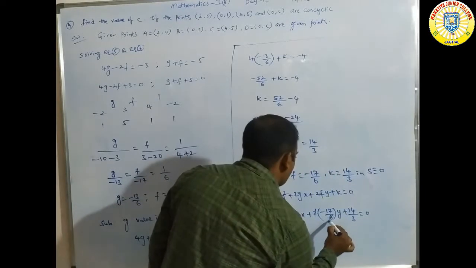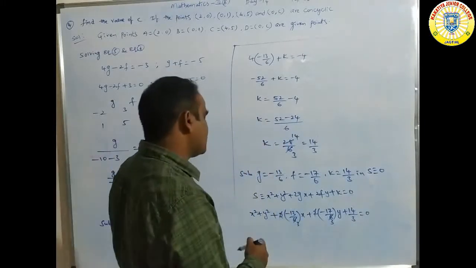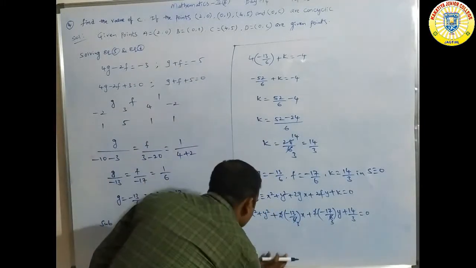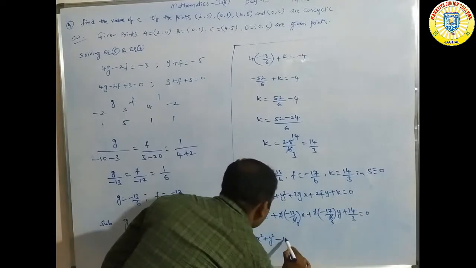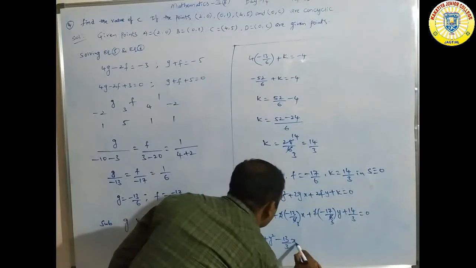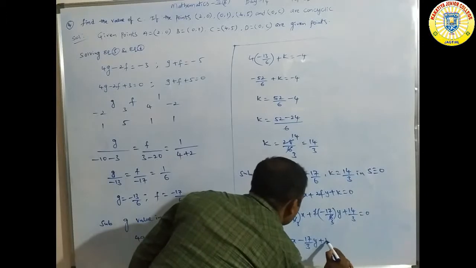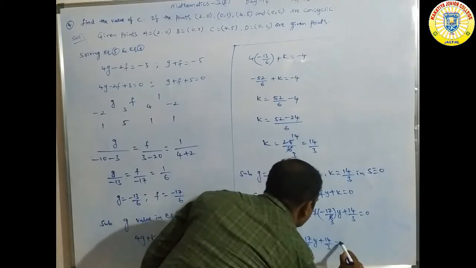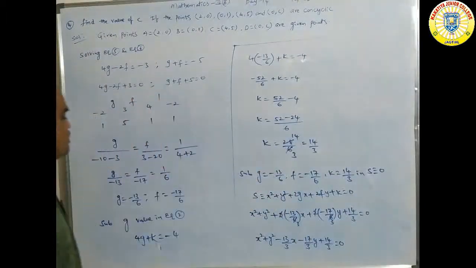is equal to 0. 2 1s are 2, 3s are 6. Here what is the LCM value? 3 is the LCM value. Here x square plus y square, here minus 13 by 3 into x minus 17 by 3 into y plus 14 by 3 is equal to 0. If you are simplifying this one, first write all of this down carefully.